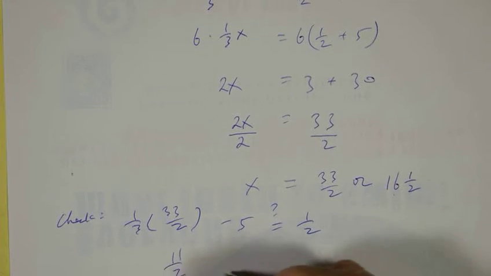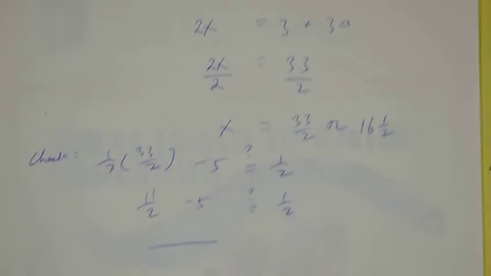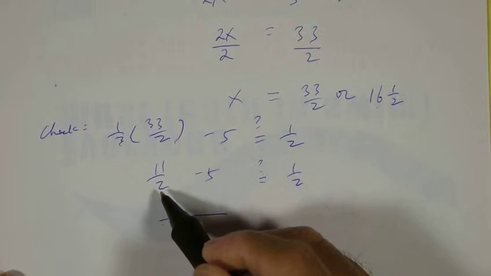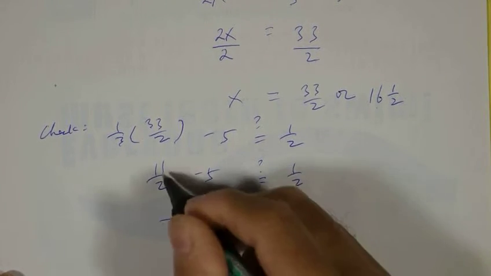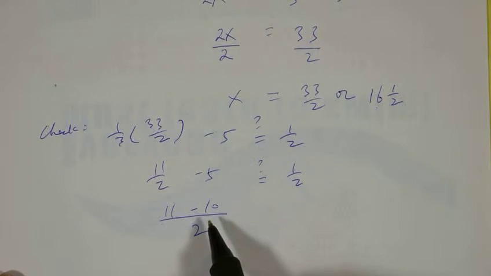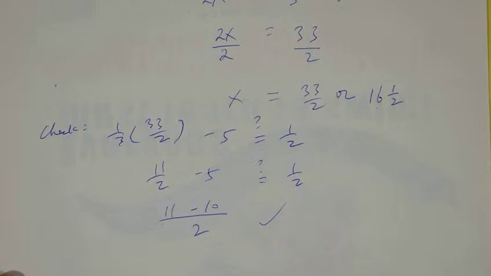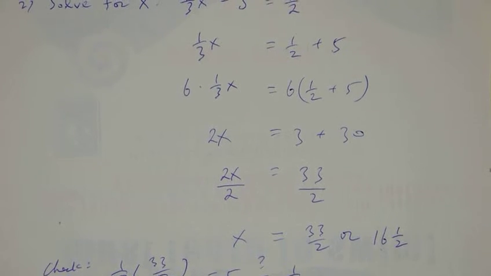11 over 2 minus 5. Is that equal to 1/2? So on the left hand side, you have 11 over 2. 2 times 5 is what? 2 times 5 is 10. You have 11. 11 minus 10 is indeed 1, so 1 over 2. So it checks out. So that's the way to check. We just verify that indeed the answer is 33 over 2 or 16 and 1/2.